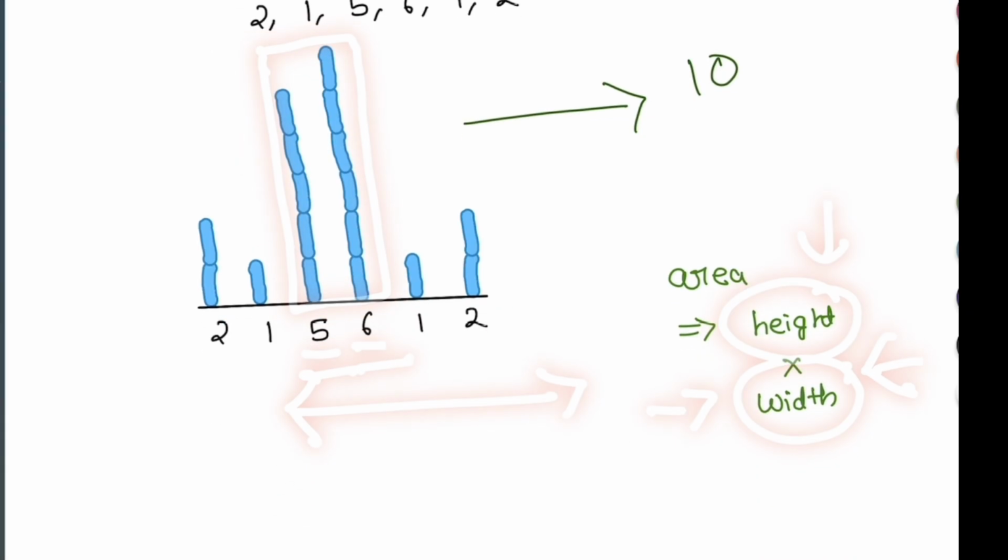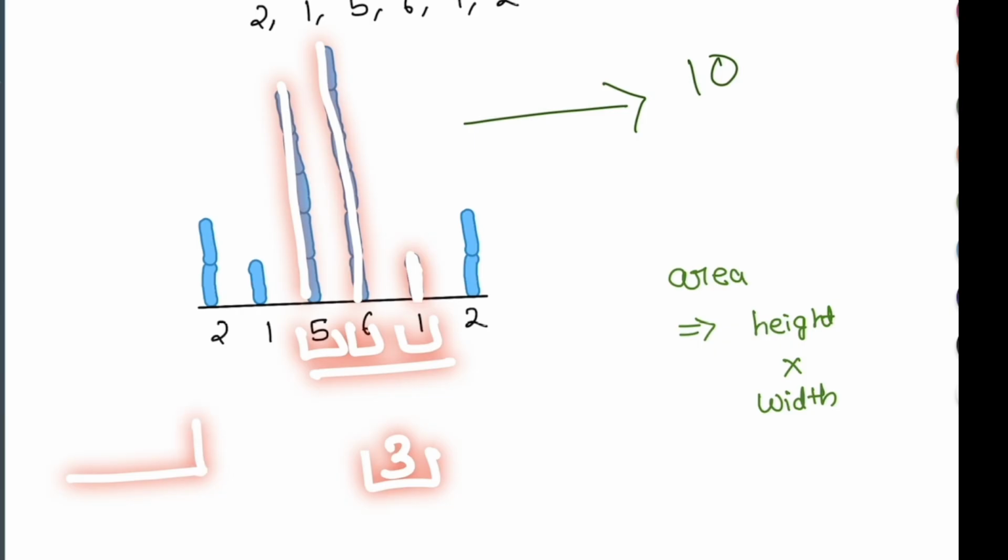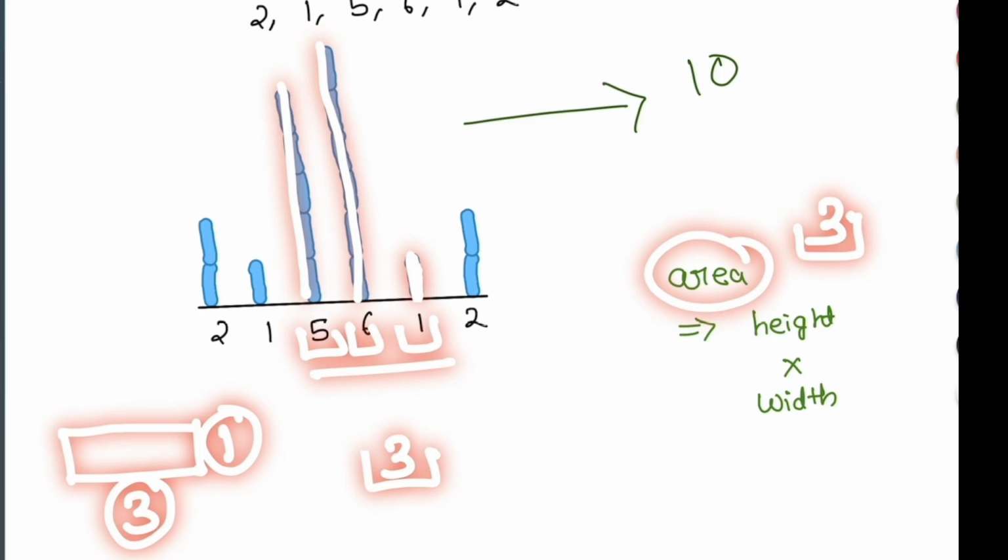But the problem with choosing more bars is, let us say you choose this particular bar, and this particular bar. So you can now create a width of 3, right? This is your width, which is 3. And this is the rectangle which has a width of 3. But now the height is 1, right? You have a height of 1 and width is 3. So the area is 3 multiplied by 1, which is 3. You already have an area of 10, right? Just by choosing 2 bars.